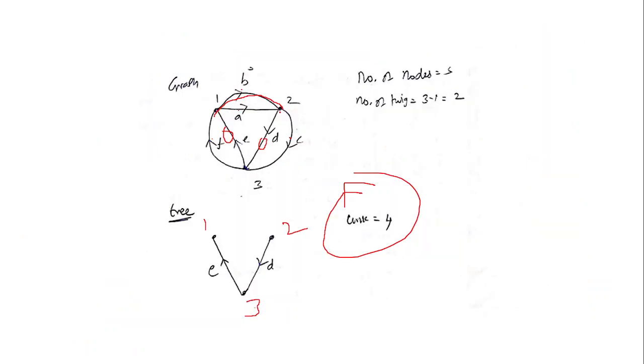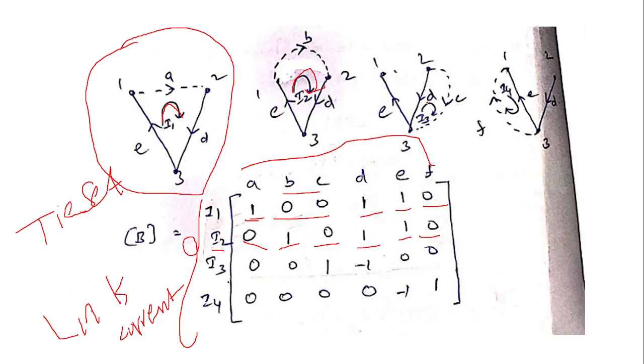Similarly, I am going to consider this link. At the time, ignore the remaining links. A, B and F are ignored here. Now draw the link current based on the direction of the C.